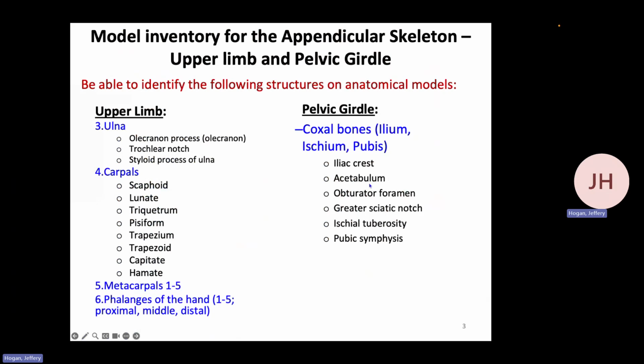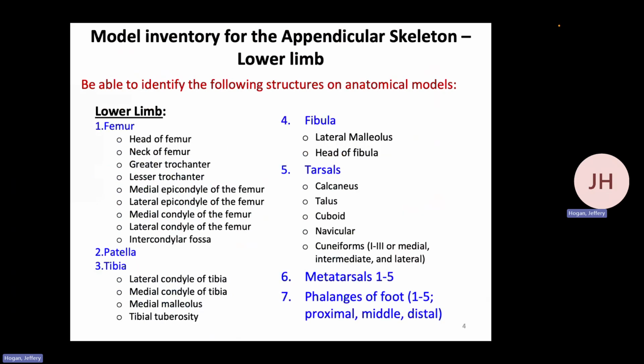Same thing with the coxal bones. We're going to name the 3 bones that fuse together to form the os coxa, and talk about some features there. The femur, patella, tibia, fibula, the tarsal bones, we have several of those again, and then metatarsals and phalanges. So again, 5 metatarsals and 14 phalanges on each foot.